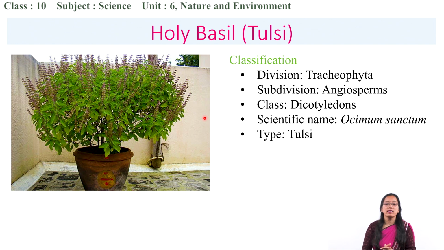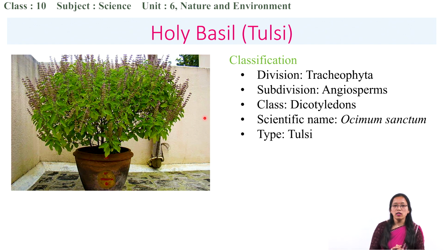Already you know this tulsi. This holy basil plant is a very important plant. It has medicinal value, environmental value, economic value, and religious value also. Already you know. Then in our science, in which group does it belong? We should know the classification of this plant also. Then how do we classify it?